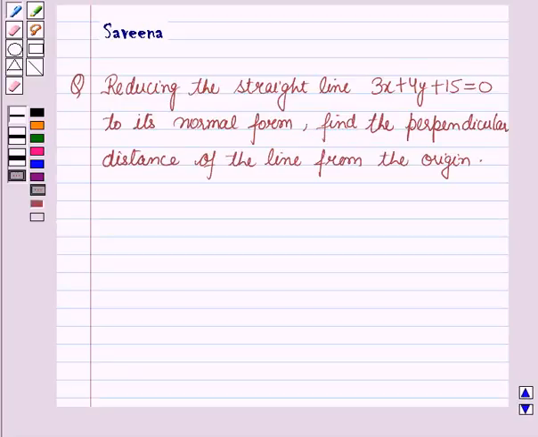In this session, we will discuss a question which says: reduce the straight line 3x + 4y + 15 = 0 to its normal form, and find the perpendicular distance of the line from the origin.